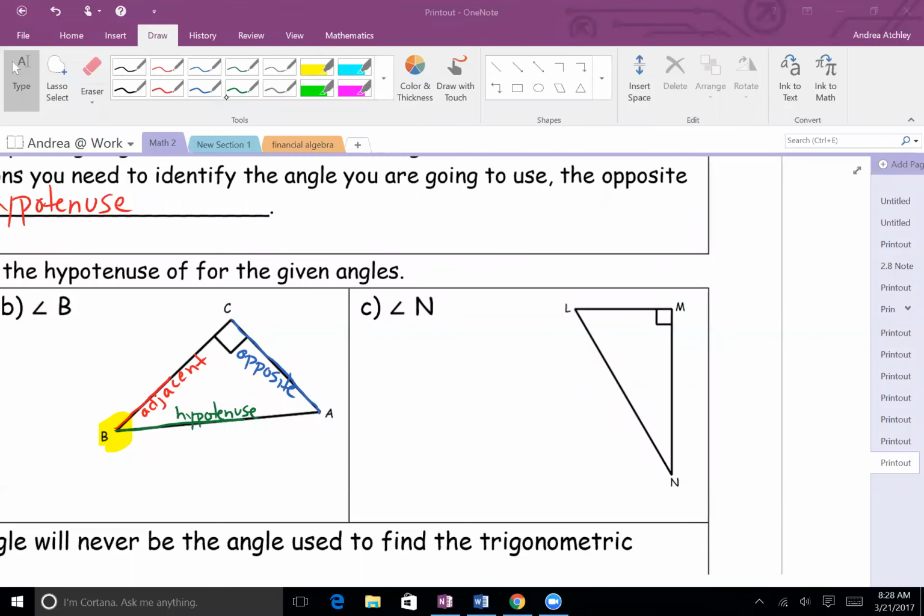Okay, so this was our opposite side of angle N. This is our adjacent side. And this is our hypotenuse. Any questions over that? Pretty easy, right? Okay.